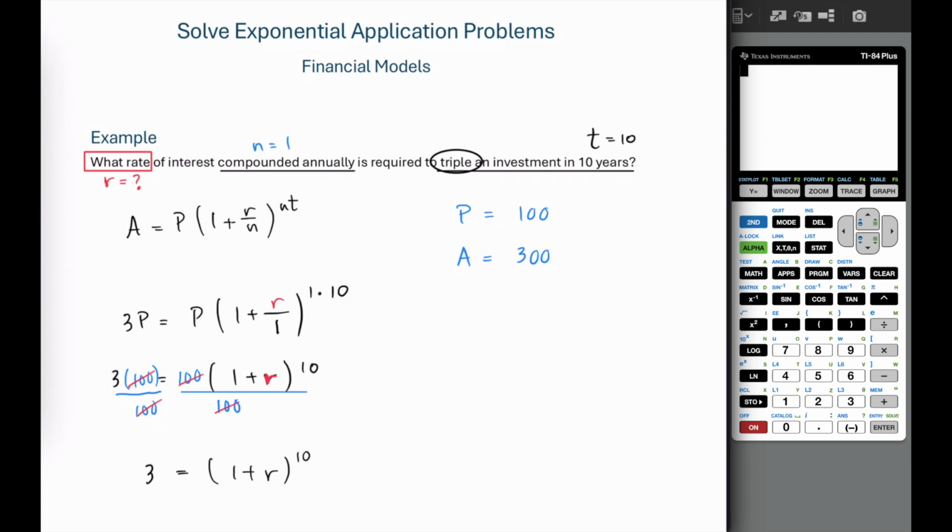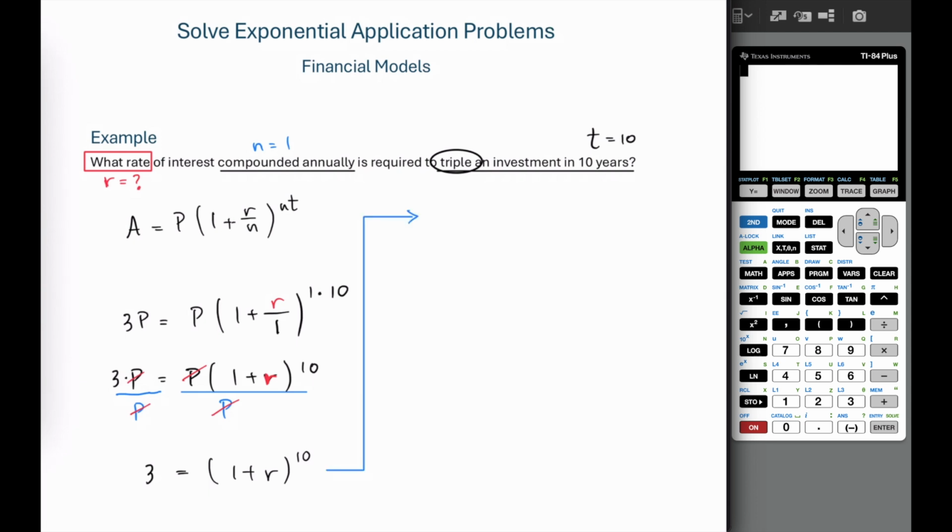So the point is that it doesn't actually matter what P is. If we were tripling that investment, we'll always simplify down to this equation when we cancel that P out in the first step. And that's why it didn't matter what P was. And it's okay that it wasn't given in the original problem.